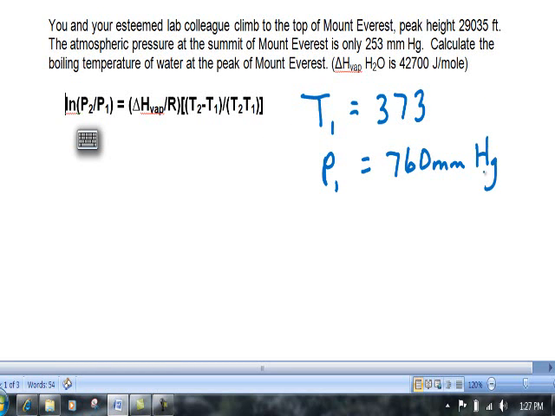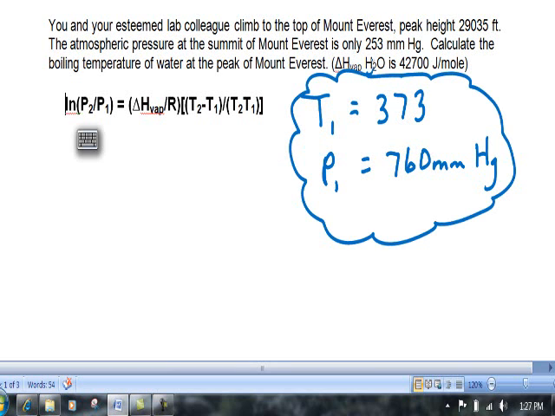The reason we can use these is that the vapor pressure of water is equal to the outside pressure, or 1 atmosphere, at the temperature at which boiling occurs. Normal boiling point is 1 atmosphere, or 760 millimeters mercury, so the vapor pressure of water when it's boiling under 1 atmosphere conditions is 760 millimeters mercury. The temperature when the vapor pressure is 760 millimeters mercury is 100 degrees Celsius, which is the same as 373 Kelvin. So we have our T1 and P1 data.